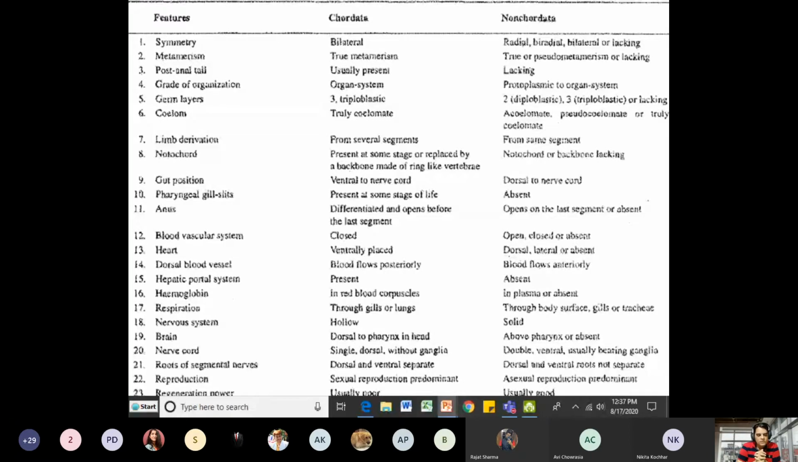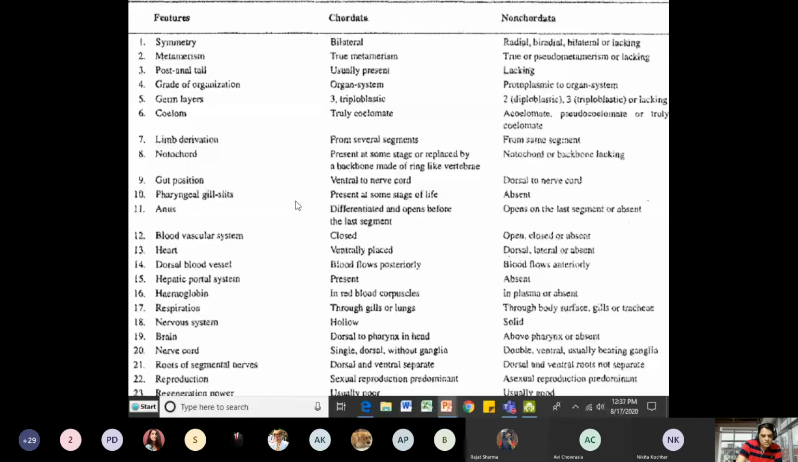Only the larval forms of urochordates have notochord, and cephalochordates do have notochord. So even the adult urochordates do not have notochord. Then gut position: ventral to the nerve cord in non-chordates, dorsal to the nerve cord in chordates, the opposite. Then pharyngeal gill slits are present at some stage of life. This is a basic characteristic of chordates, whereas in non-chordates it is lacking completely. Then about the anus: differentiated and open before the last segment, or opens on the last segment, or absent.